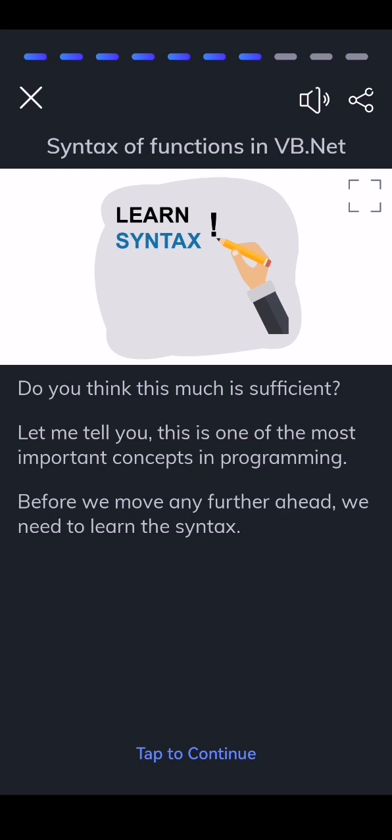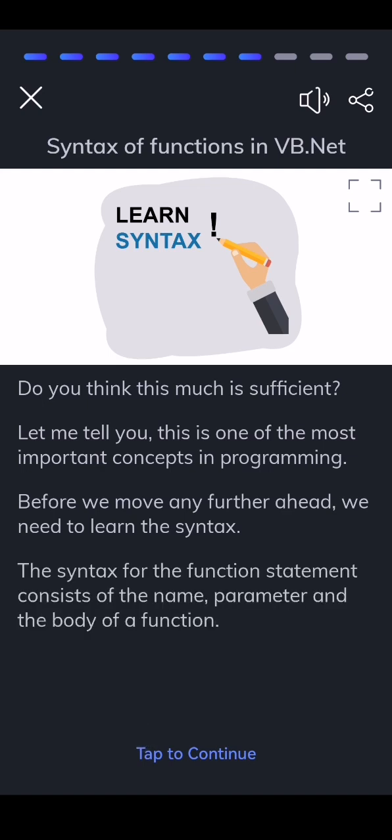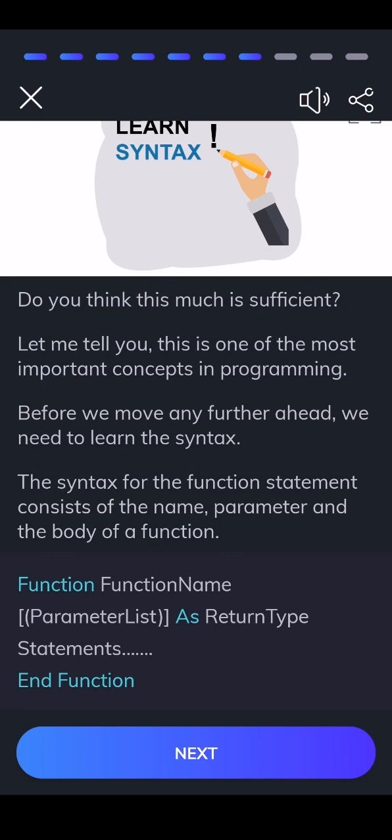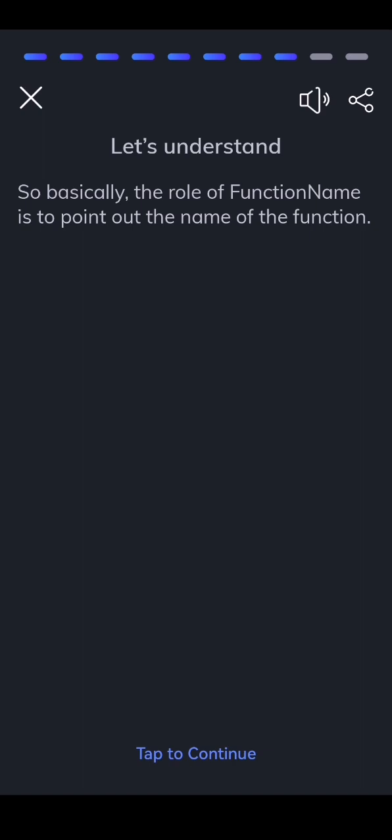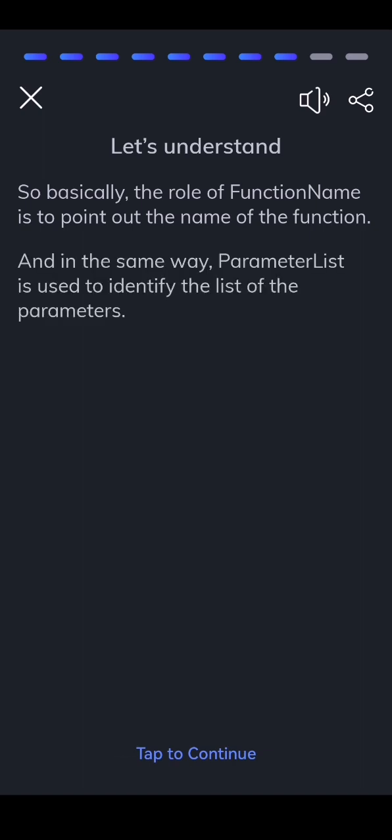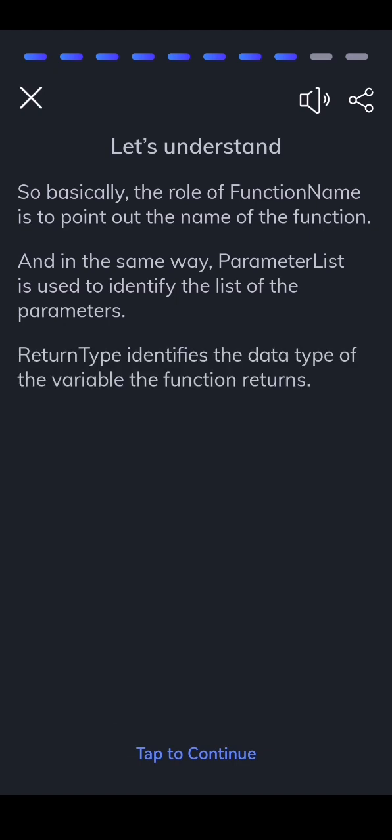Before we move any further ahead, we need to learn the syntax. The syntax for the function statement consists of the name, parameter and the body of the function. So basically, the role of the function name is to point out the name of the function. In the same way, the parameter list is used to identify the list of the parameters. Return type identifies the data type of the variable the function returns. For example, create a function called doConvert.